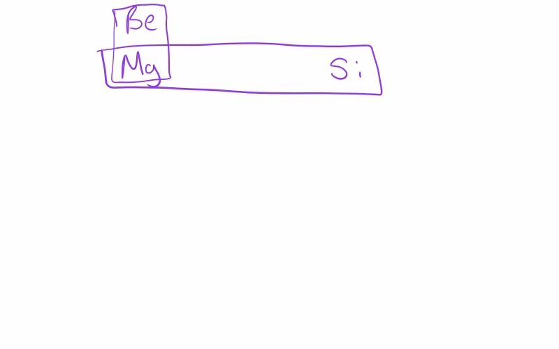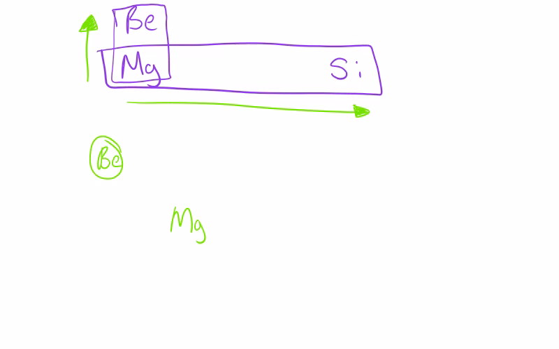We see that beryllium and magnesium are in the same group, so that should tell us something about them, as well as we see that magnesium and silicon are in the same period. So keep in mind that silicon, as we move to the right, should have a higher ionization energy than magnesium, and beryllium should also have a higher ionization energy than magnesium, just because of the simple trend that we've already learned. But first, let's go ahead and talk about beryllium and magnesium.